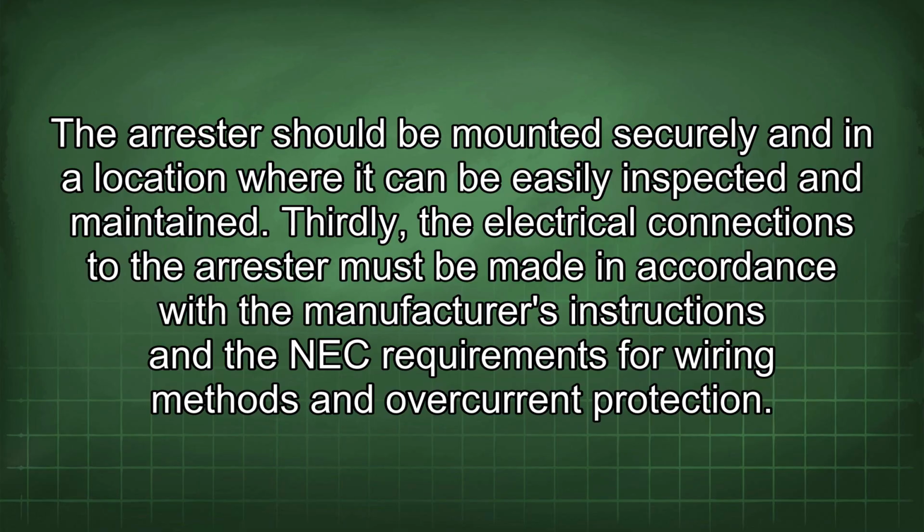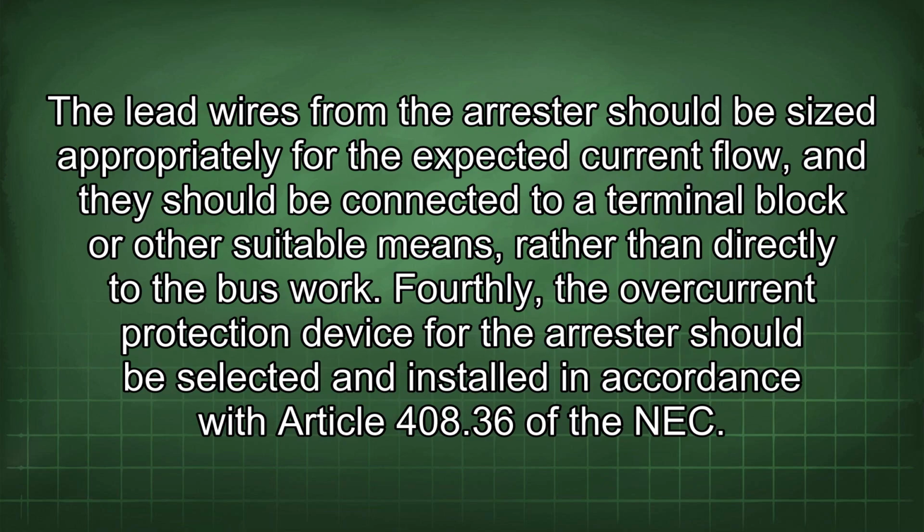Thirdly, the electrical connections to the arrestor must be made in accordance with the manufacturer's instructions and the NEC requirements for wiring methods and overcurrent protection. The lead wires from the arrestor should be sized appropriately for the expected current flow, and they should be connected to a terminal block or other suitable means rather than directly to the buswork.